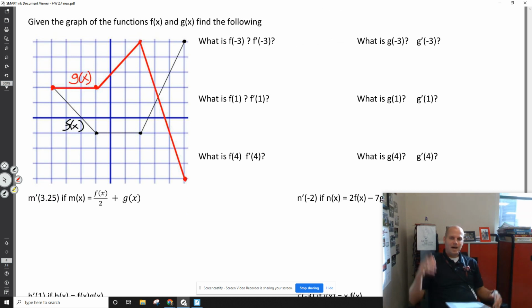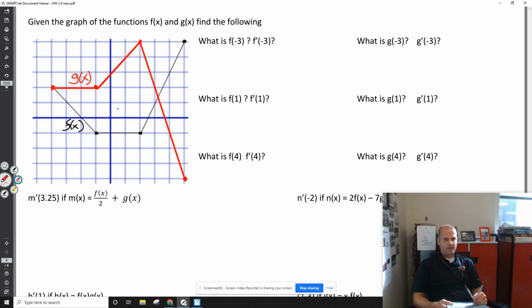Now, I might not give you a table and ask you to answer these table problems. I might give you some graphs. What's different about these graphs than the graphs that we've been analyzing is that it's a bunch of line segments. These are piecewise functions of just lines. Here F is the black line and G is the red line.